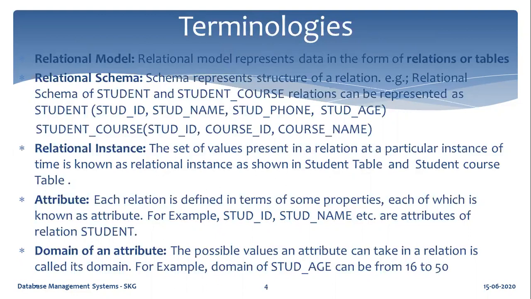Relational instance is the set of values present in a relation at a particular instance of time, that is called an instance. What is an attribute? Attribute is nothing but a column. Each relation is defined in terms of some properties. Each of these is known as an attribute. For example, student ID, student name are attributes of student. Domain of an attribute is the possible values an attribute can take in a relation. For example, student age can be from 16 to 50. So integer values 16 to 50 are the domain of that student age.